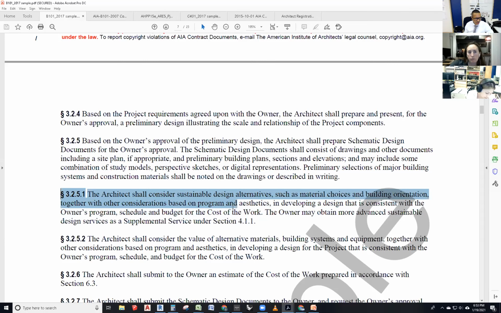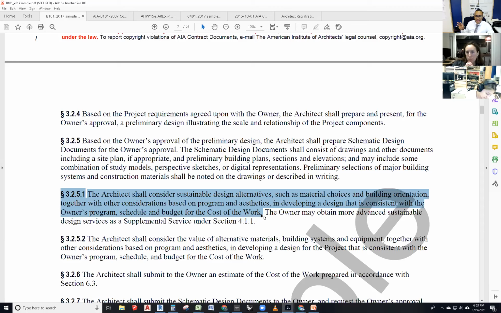Now, programming world right there for you, Miranda. So those are the things we care about during programming. Building orientation, general material choices, sustainable design alternatives, where will you put a building on a slope and things like that. So we want to know things like that, all right? But it's all in terms of owner's program, schedule, and budget.